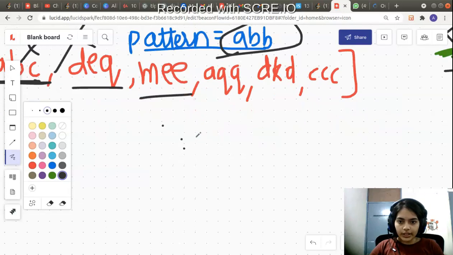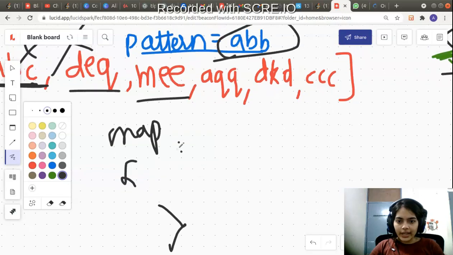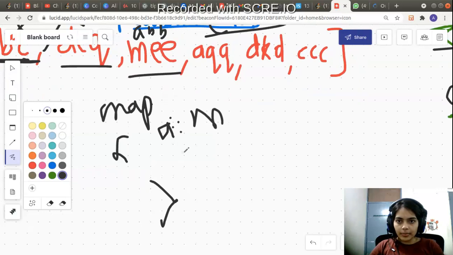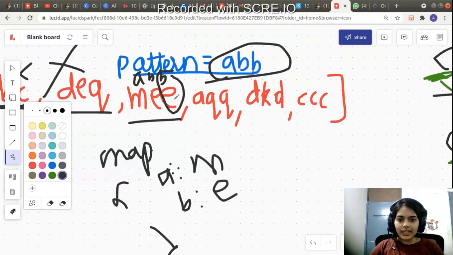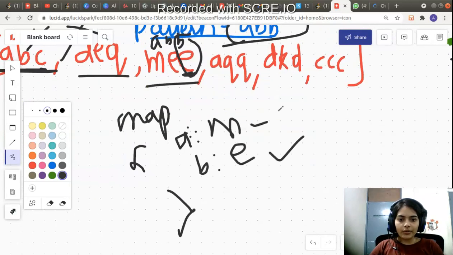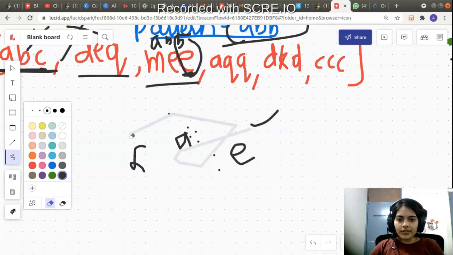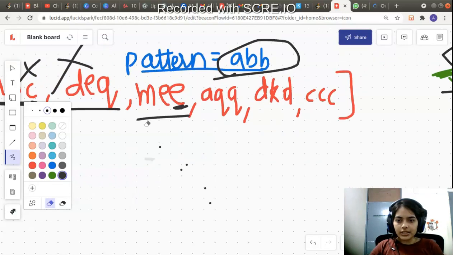Okay, let's go forward to the next word. Again you declare the map data structure and you make connections one by one. I will write the pattern: ABB is our pattern. First connection A with M, next connection B with E. Now when you try to make a connection again, you see in the map B is connected to E. Here also you are trying to make the B and E connection. So this is fine. That is why we will say that this word is following the pattern. Let me mark it in green color.